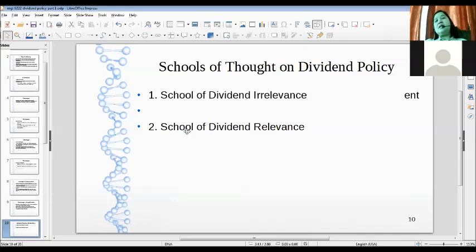Next, as I have said a while ago, as early as 1963, the financial analysts had many arguments about this dividend policy. And as per theory, we have two schools of thought on dividend policy. One is the school of dividend irrelevance, and another one is the school of dividend relevance. See, class, these are opposites to each other. One is irrelevance and the other one is relevance. Okay, so let's find out who are these researchers who are in favor of irrelevance and who favor relevance.